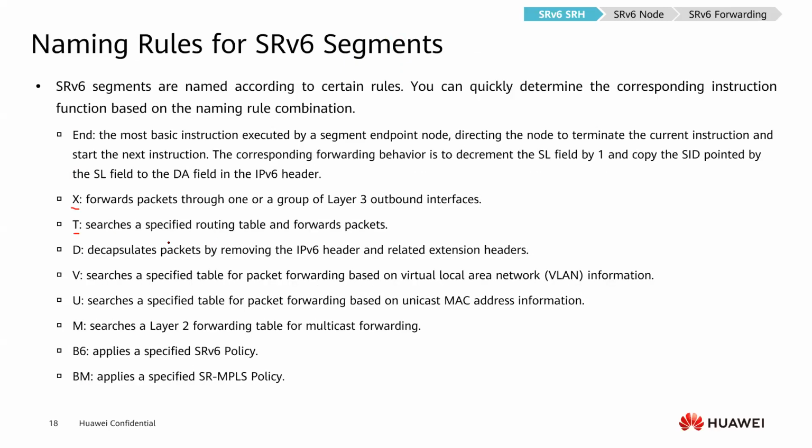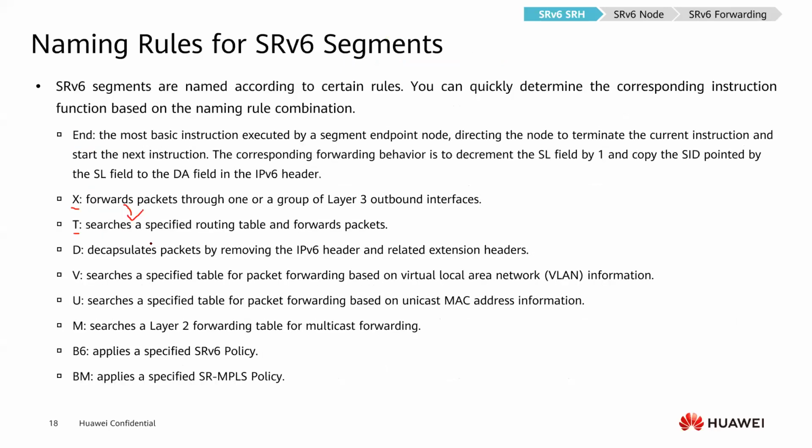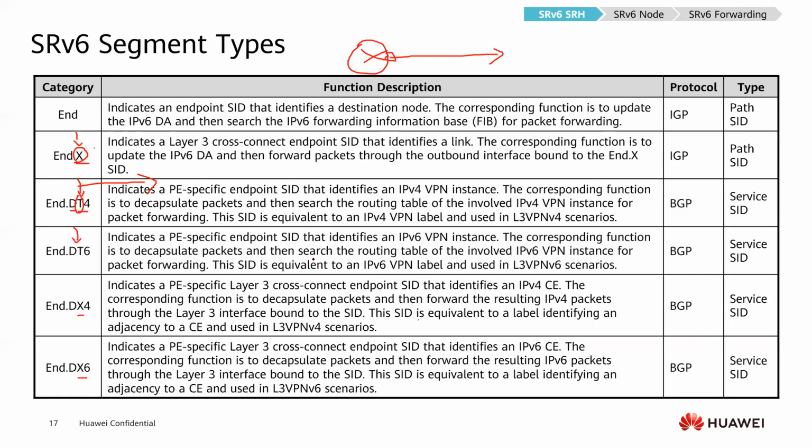T stands for specifying the routing table for forwarding the packet. For example, I want to check a certain VPN routing table and do the forwarding. So here you can say DT4. The T means when I receive this DT4 type segment, I should check a certain VPN routing table and do the forwarding. And the D means decapsulate the packet. For example, DT4 and DT6, most of the time it will be the PE and the CE.